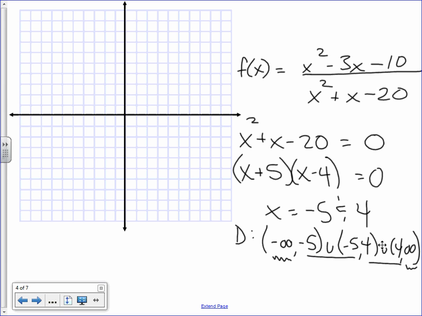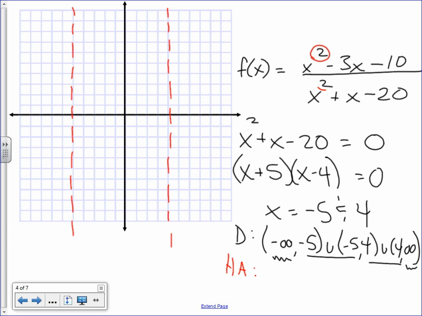Graphically speaking, since these are values of x that we cannot include in our function, they are vertical asymptotes. So we go to where x equals -5, and we go to where x equals 4, and we draw our vertical asymptotes.